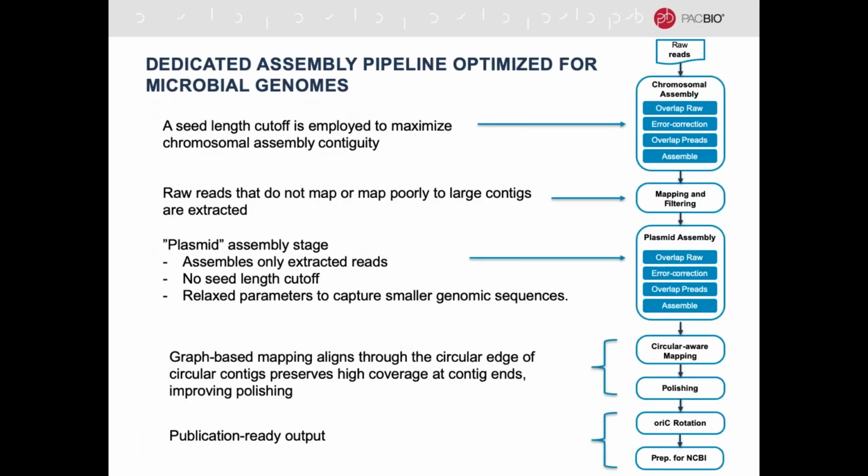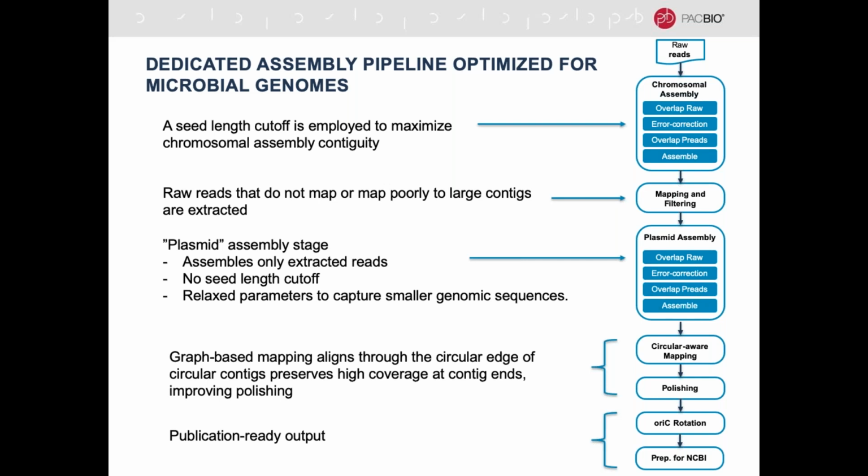But while we were at it, building this new pipeline, we decided to add in some new features. So here's a high-level overview of the whole assembly pipeline. You can see it starts from the raw reads to a chromosomal assembly step that assembles the large circular chromosomal contigs. There's then a mapping and filtering step that recovers reads that do not map to those large contigs.